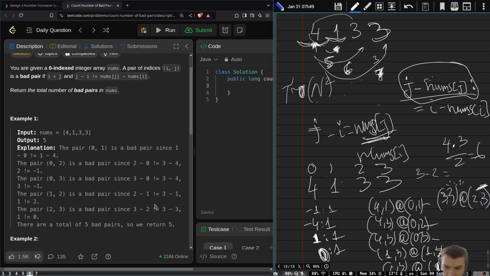1 3. 1 3 is not bad. Like this one is not bad. So 1 3 at 2 3. Yes. No. And 1 3 at 1 3. So 1 3 at 1 3 gonna be 3 minus 1. So it's gonna be 2. And 3 minus 1 also gonna be 2.